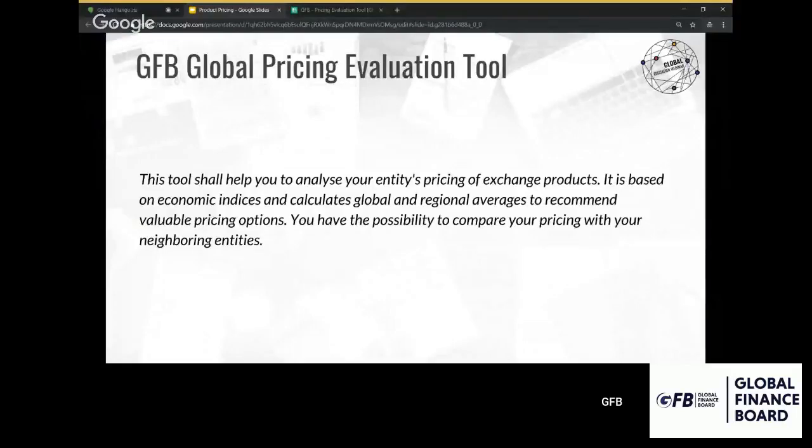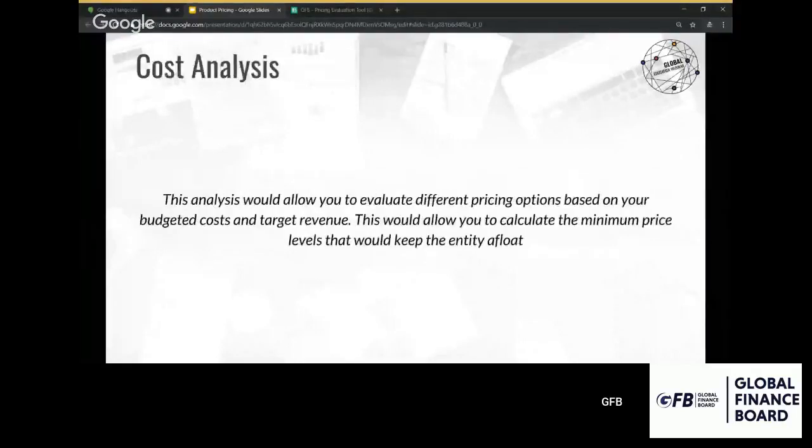Cost analysis is an analysis that would allow you to evaluate different pricing options based on your budgeted target revenue. This would allow you to calculate the minimum price levels that would keep you afloat. The cost analysis is mainly based on the finances of the organization itself.